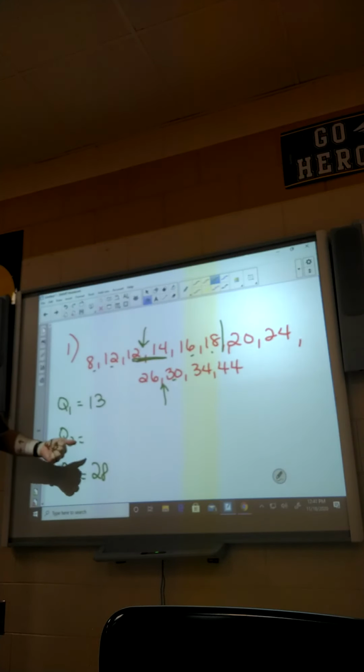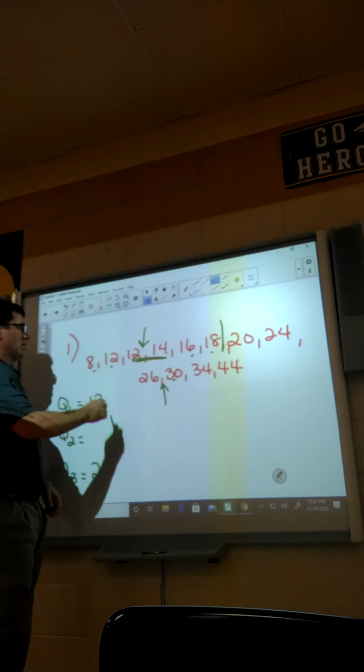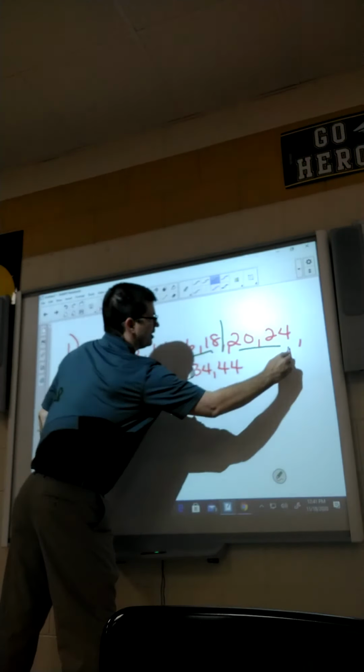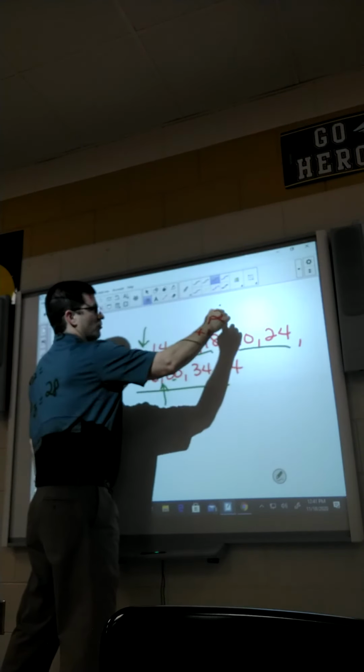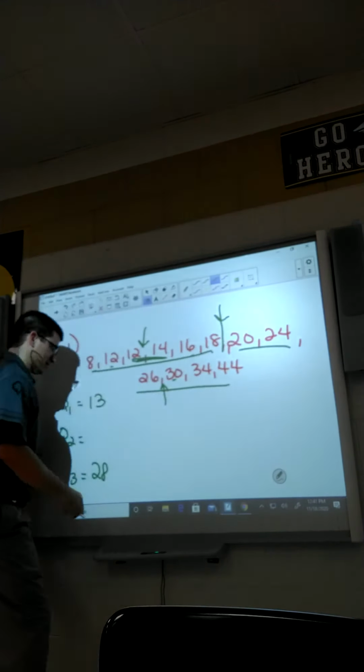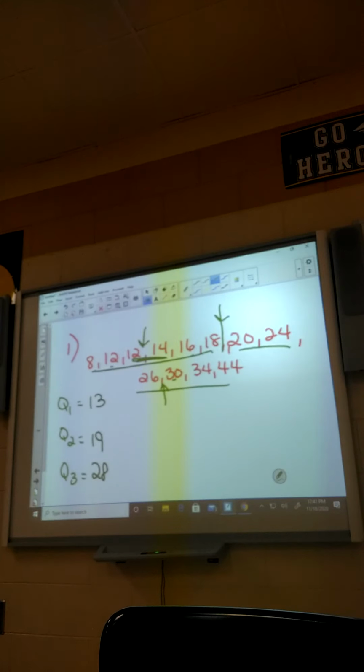To find the Q2, guys, it's the middle. The absolute middle. I got 6 numbers here and 6 numbers there. So right in the middle would be 19. Add them up and divide by 2. All right, so those are our 3 Qs. Now we got to make a box and whisker plot. True? Is that what it says? Yep. No, the range of the data.